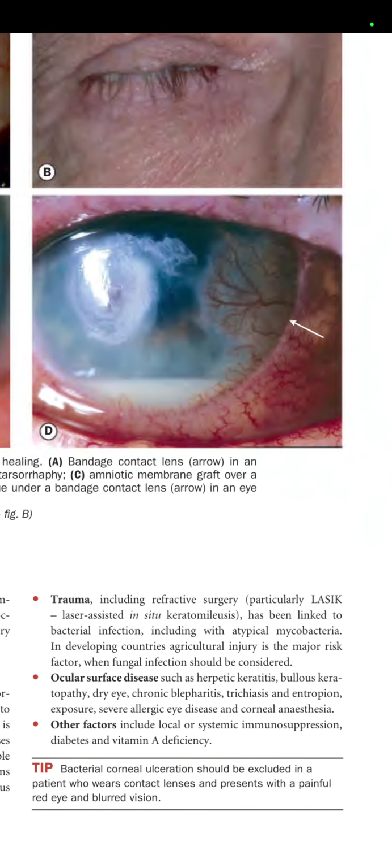Trauma. Now what is trauma? Including refractive surgery, particularly laser. What does laser mean? Laser-assisted in situ keratomileusis. So this is the short form for LASIK, which has been linked to bacterial infection.